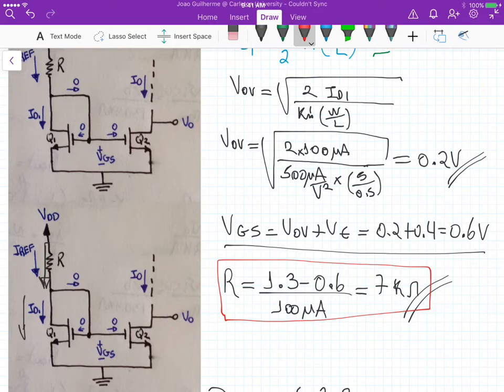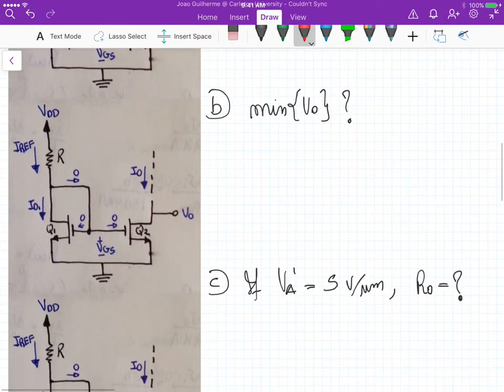Well, that's true because they have the same aspect ratio. Okay, so part B, what's the minimum value of V naught?